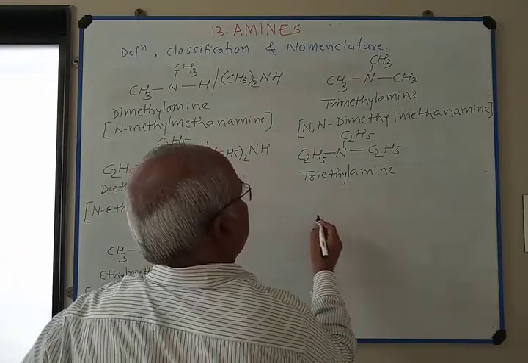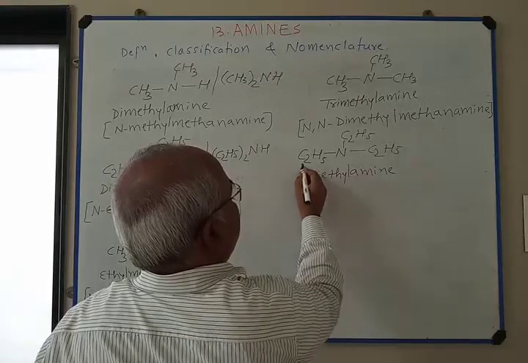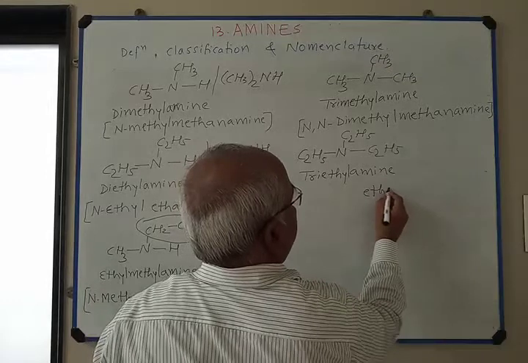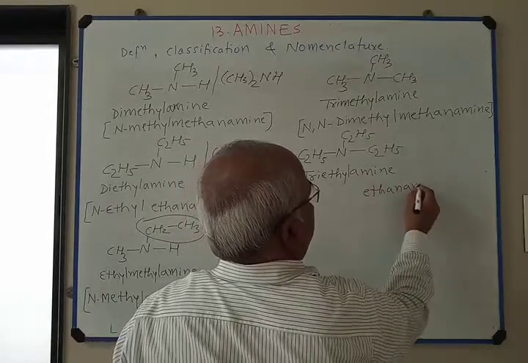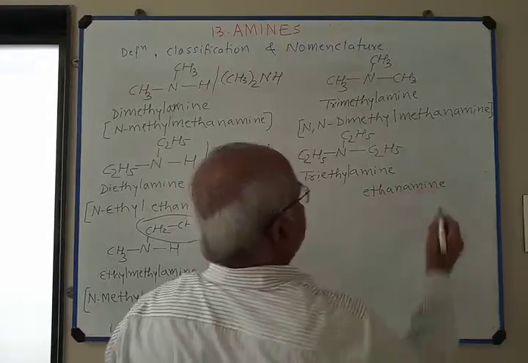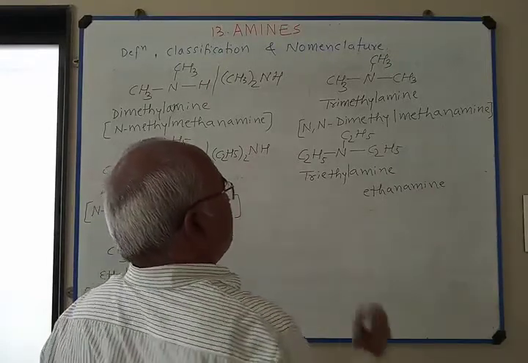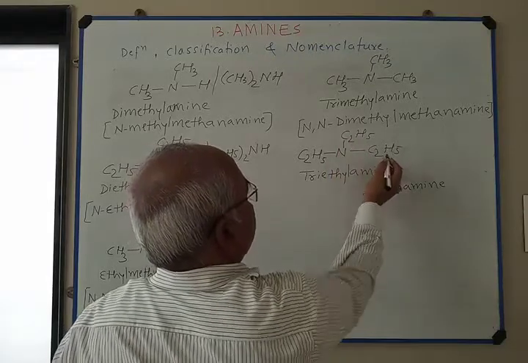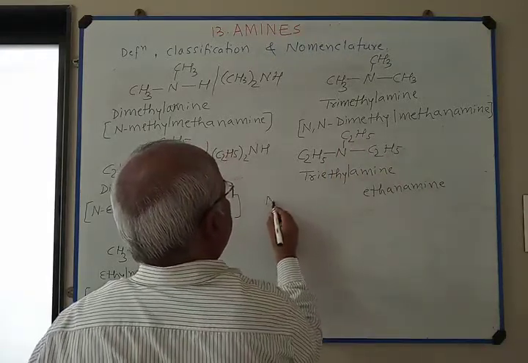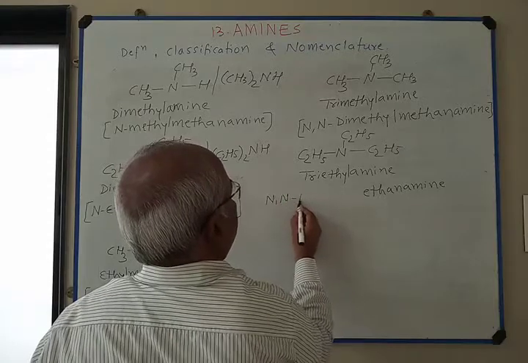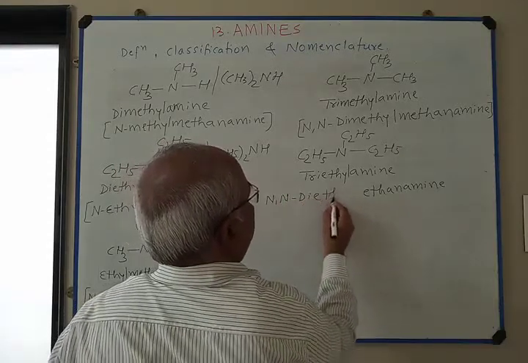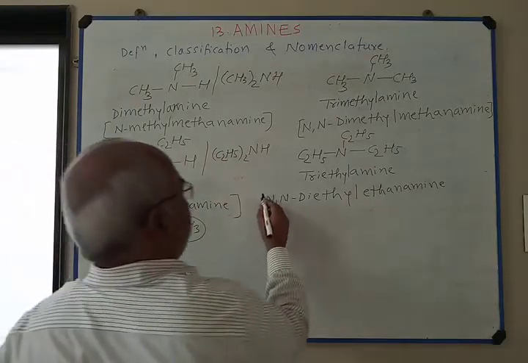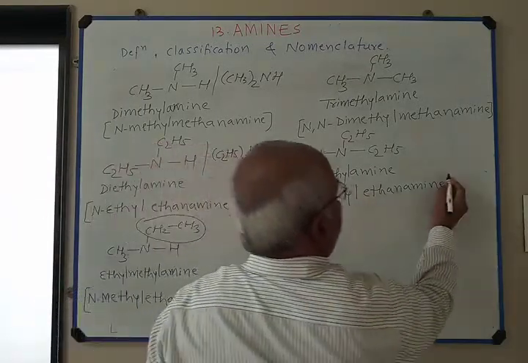Therefore, it is a derivative of ethane. So, the base name is ethanamine. And to this nitrogen, an ethyl group is attached. To this nitrogen, another ethyl group is attached. N, N-diethylethanamine is the IUPAC name of this compound.